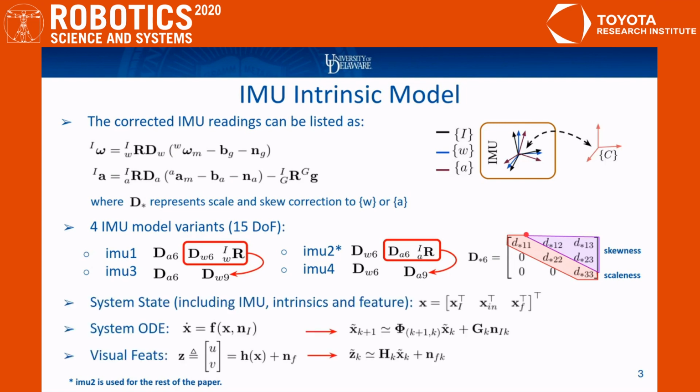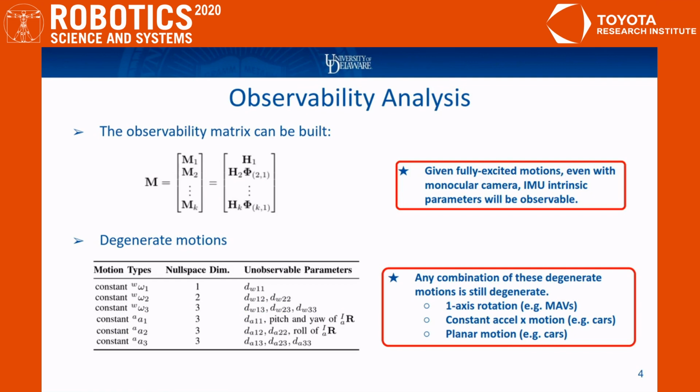The system state contains IMU intrinsics and features. The system ODE is based on the IMU evolution model. The system measurements are based on visual feature UV pixel coordinates. By computing the state transition and the measurement Jacobians, we can build an observability matrix. Carefully investigating the structure of the observability matrix, we conclude that, given fully excited motions, even with a monocular camera, IMU intrinsic parameters will be observable.